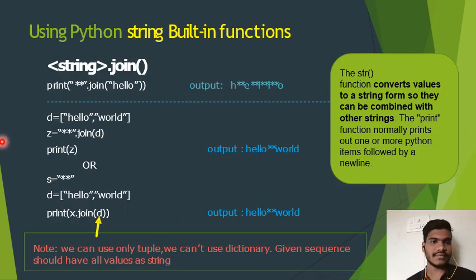Using Python string built-in functions. The str function converts values to string form so they can be combined with other strings. The print function normally prints out one or more Python items followed by a new line. Print join: print double star dot join. Output: h**e**l**l**o. Note, now we can see only a tuple. We can't use a number; the given sequence should have all values as strings.